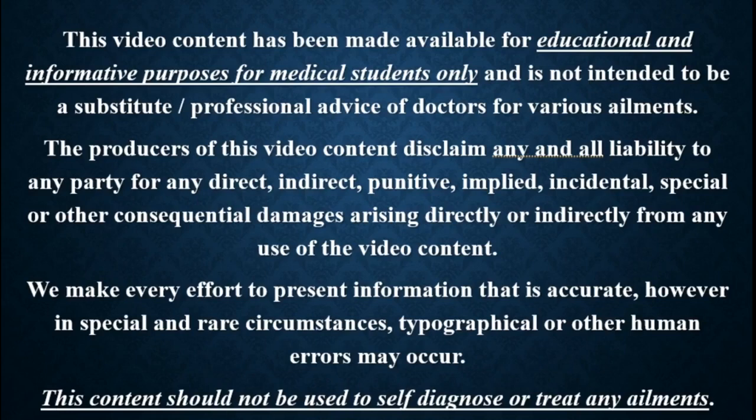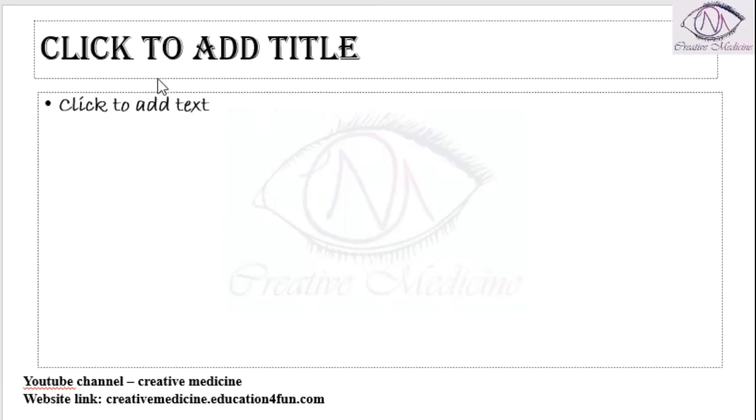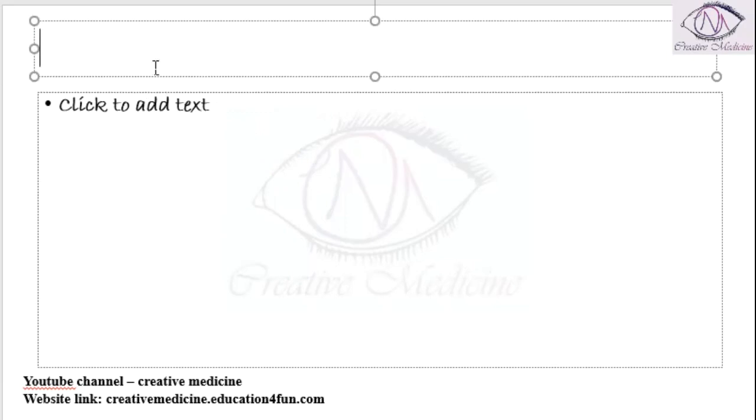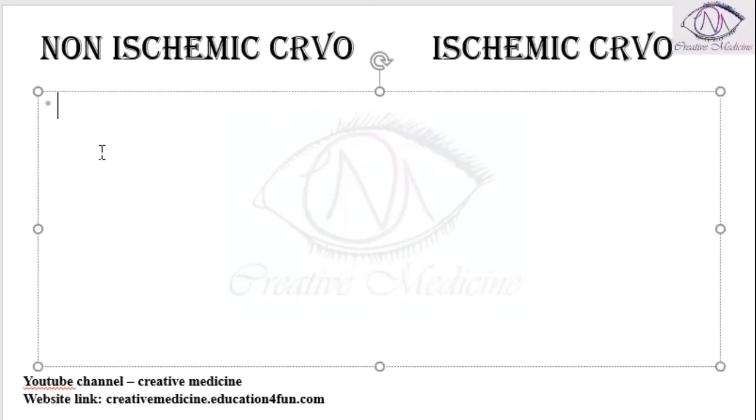In this lecture, we will learn about the differences between the non-ischemic central retinal vein occlusion and the ischemic central retinal vein occlusion. If you see the differences between non-ischemic and ischemic central retinal vein occlusion, non-ischemic occurs in 75 to 80% of the cases, whereas ischemic occurs in 20 to 25% of cases of central retinal venous occlusion.